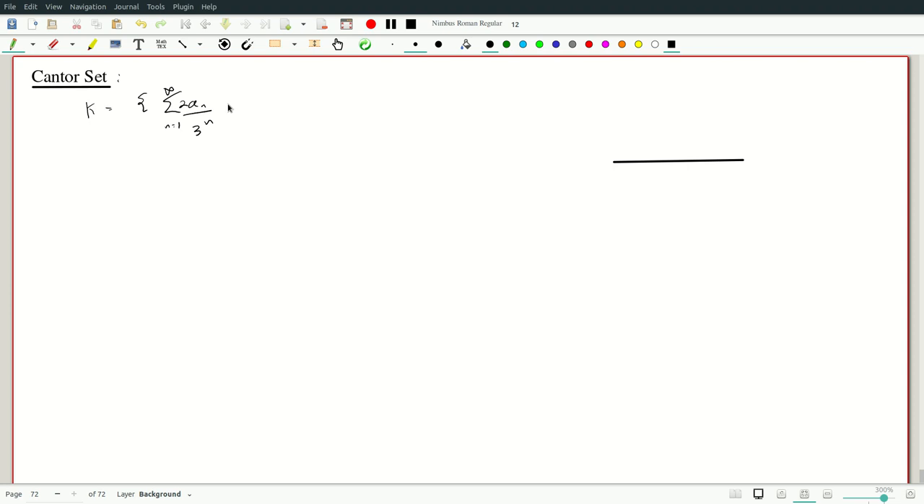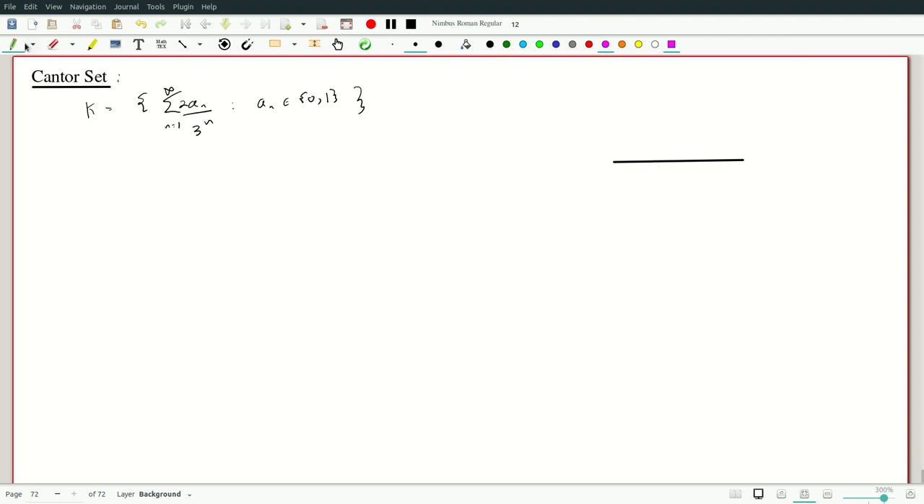Well, n equal to 0 would mean I will get an integer, which we don't want. So a_n is either 0 or 1. Okay. So we are looking at the sum of numbers whose ternary representation, that is base 3 representation, has only zeros or 2's. That's what this description is, and it's quite easy to prove it. So we'll see a lot of elementary things in a relaxed way.